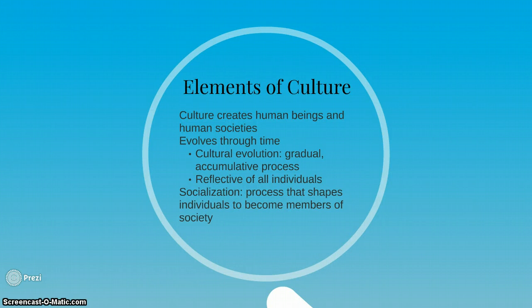Some of the elements of a culture that we will look at in this chapter would include cultural evolution, which is a gradual, cumulative process, and it's also reflective of all individuals. Culture creates human beings and human societies, and it evolves through time. Culture is created by the aggregate choices and values of all the individuals that compose it, but all the individuals are also shaped by the culture. So it's a reciprocal process. Socialization is a process that shapes individuals to become members of society.